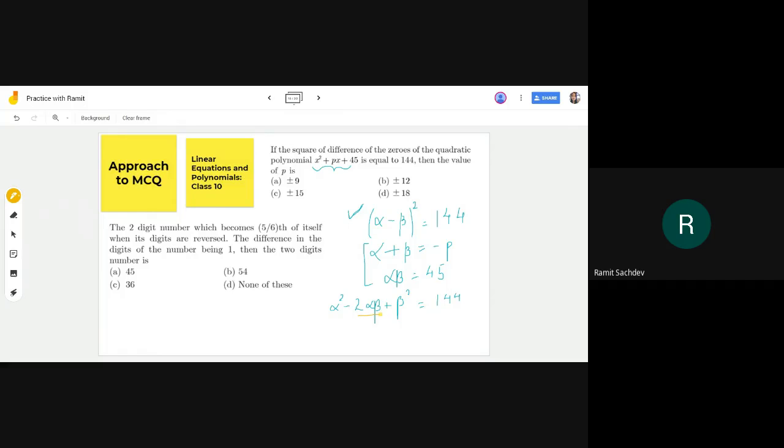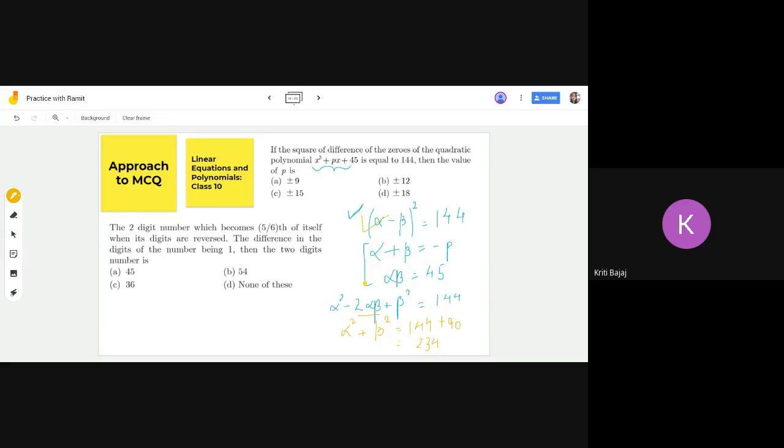Correct, and then we can transpose 90 to the right hand side. Alpha square plus beta square is 144 plus 90, it should be plus 90. So what is this value? 144 plus 90 will be 234. Now you have alpha square plus beta square is 234, and you have no clue about p right now. There is nothing about p, and our question is revolving around p. Now, what do you suggest?